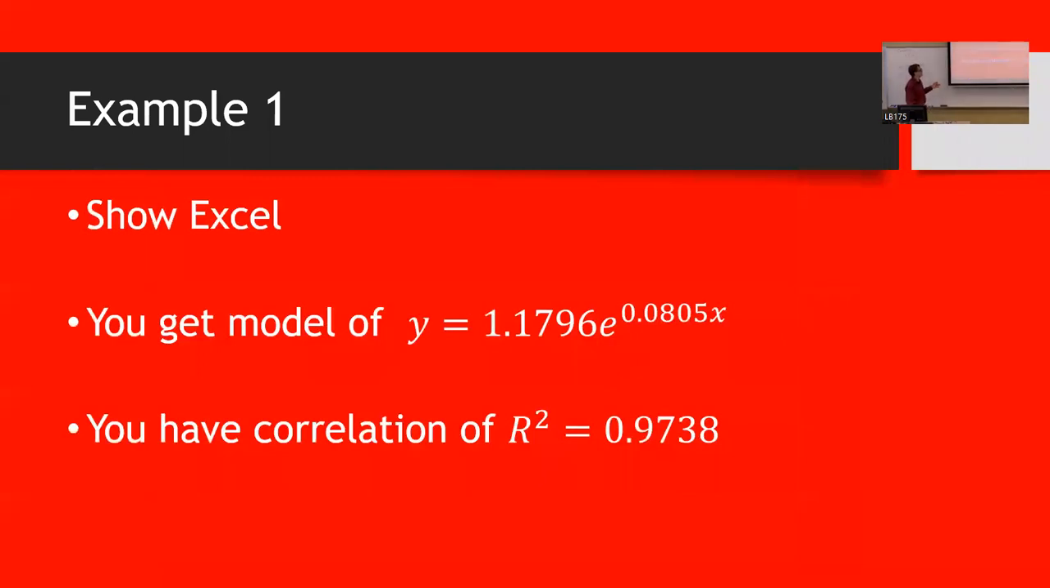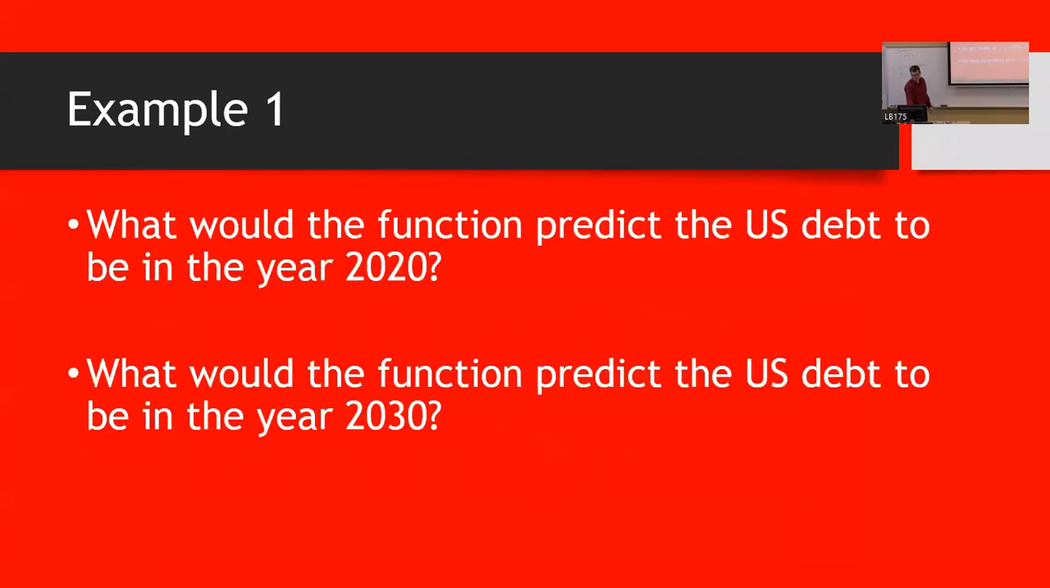So that's the model. We have correlation, that R squared gives me the correlation of 0.9738. Now, the whole goal of having this model is to be able to do prediction type stuff. What would we predict the US debt to be in the year 2020? What would this model predict the US debt to be in 2030?